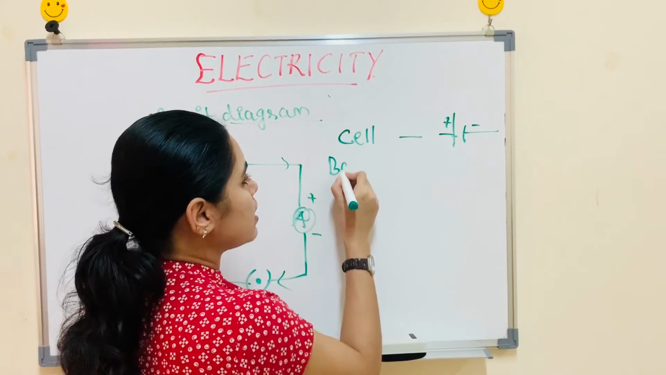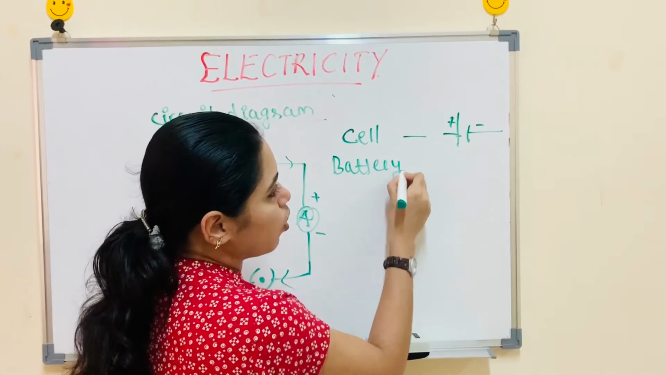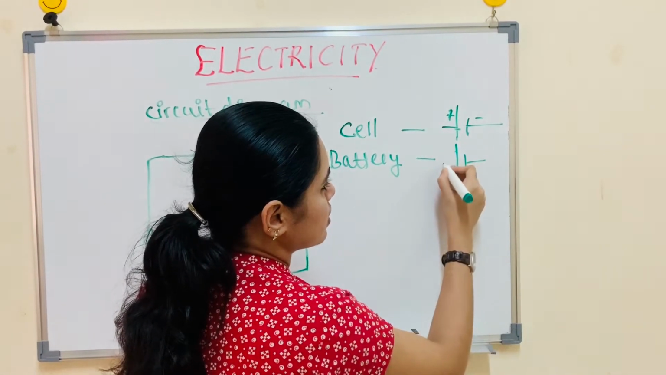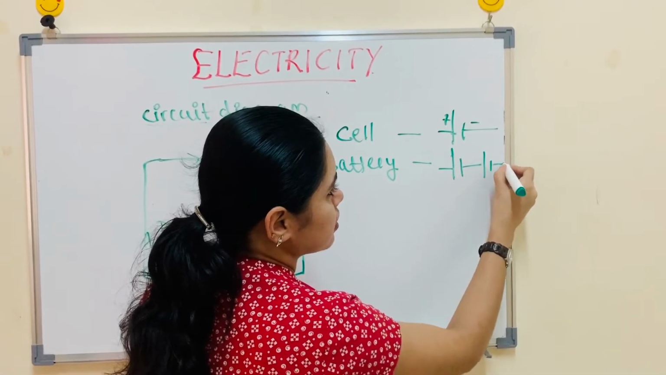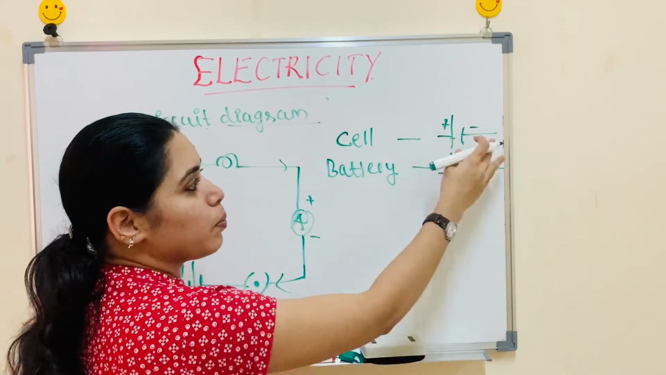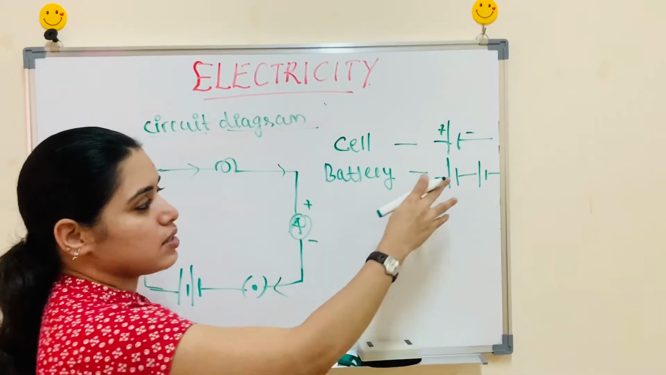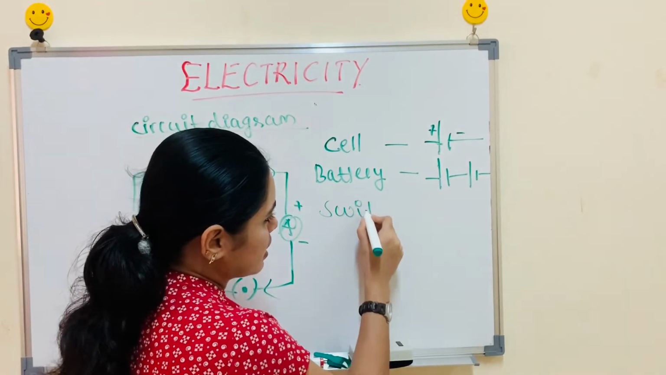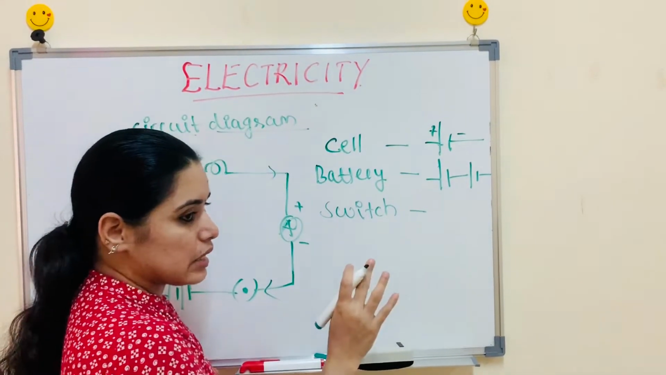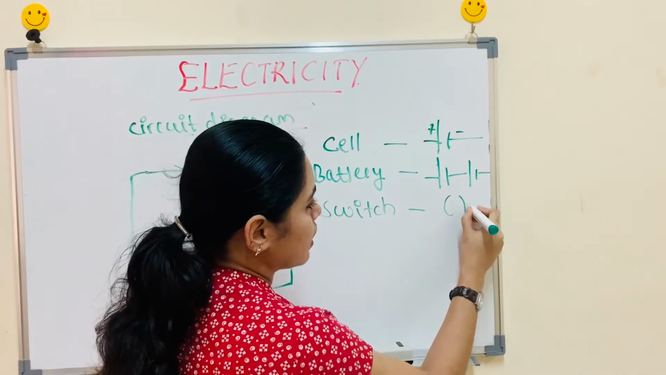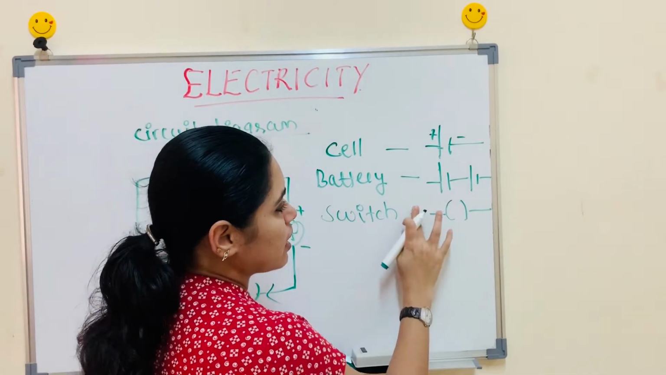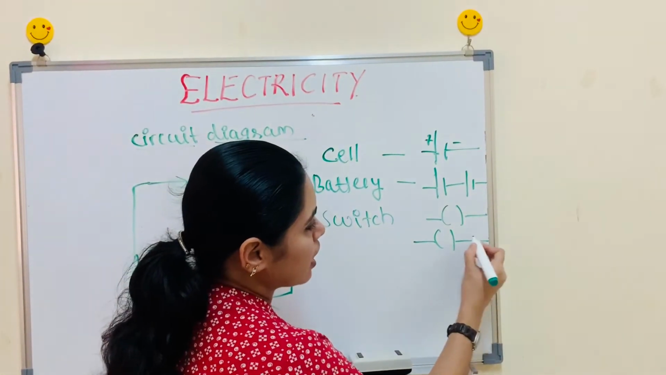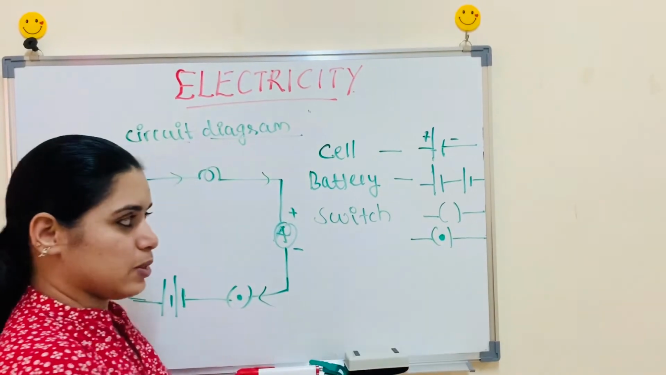Now, the next one is a battery. A battery is a combination of cells. That is this first cell and again this is second cell. Like this, the combination of cells is called a battery and is represented like this. Now we can study how we can represent a switch. A switch can be represented in two types. First one, if the switch is open, we can represent it like this. And if the switch is closed, we can represent it like this.